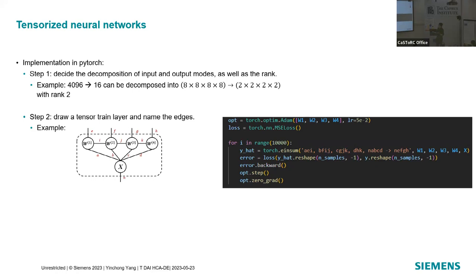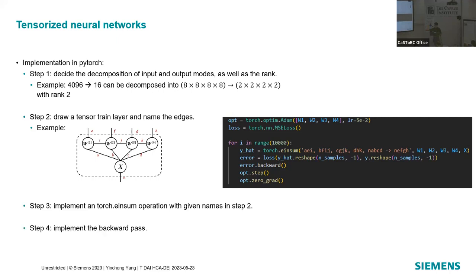And based on the order, we tell the torch einsum function that the W1 has the dimensionality named A, E, and I. The W2 has the dimension B, F, I, J, and so on and so forth. And I tell it that after the contraction, I would like to keep the dimensions represented by N, E, F, G, and H, which are the batch dimension, and then the output dimensions E, F, G, and H. And this single line of torch einsum is all we need to compute this very complicated tensor train layer.